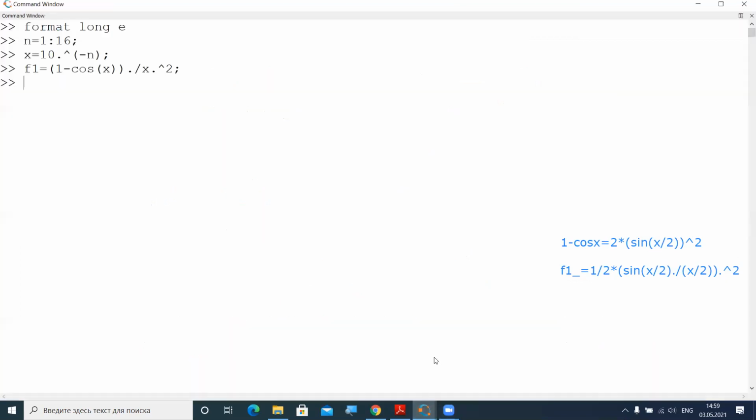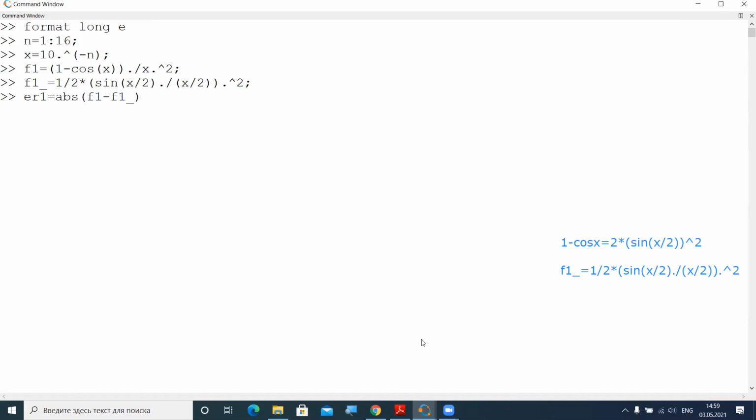So let's put our new function, the reformulated function, into our command window. And let's put a semicolon again. And now find the error, ER1, error 1 of the first function. It equals, again, the absolute value of f1 minus the new f1. This one.